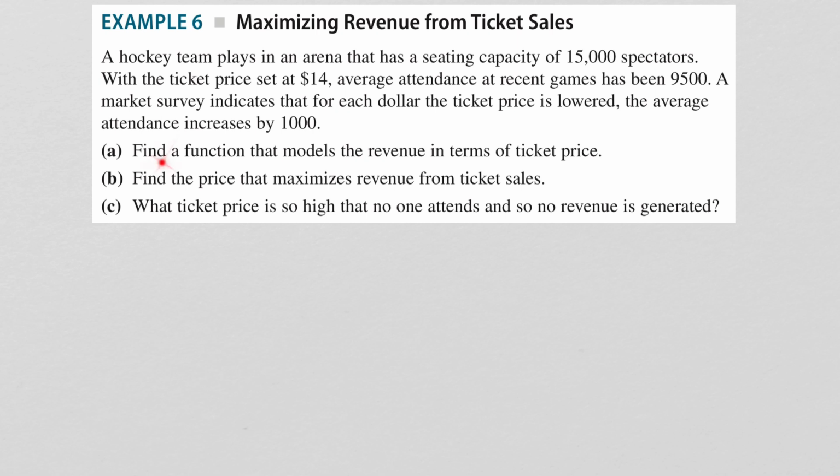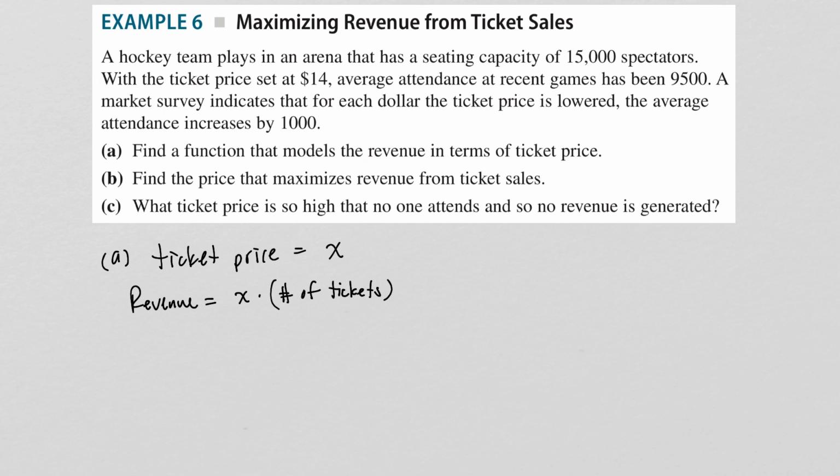So in the first part, we want to find a function that models the revenue in terms of the ticket price. So let's go ahead and say the ticket price is X, right? We don't know what it's going to be, but let's assume that it's equal to X. Now the revenue generated is going to be the ticket price X multiplied by the number of tickets. So the question is, if you charge X dollars, how many tickets do you expect to sell?